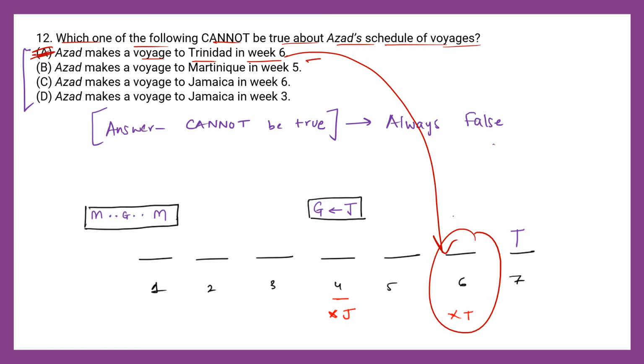Simple question. If you try the other 3 options, you'd find that they're possible. Let's quickly try them out. You know that A is the right answer because it's not possible, but still, let's look at the other options.